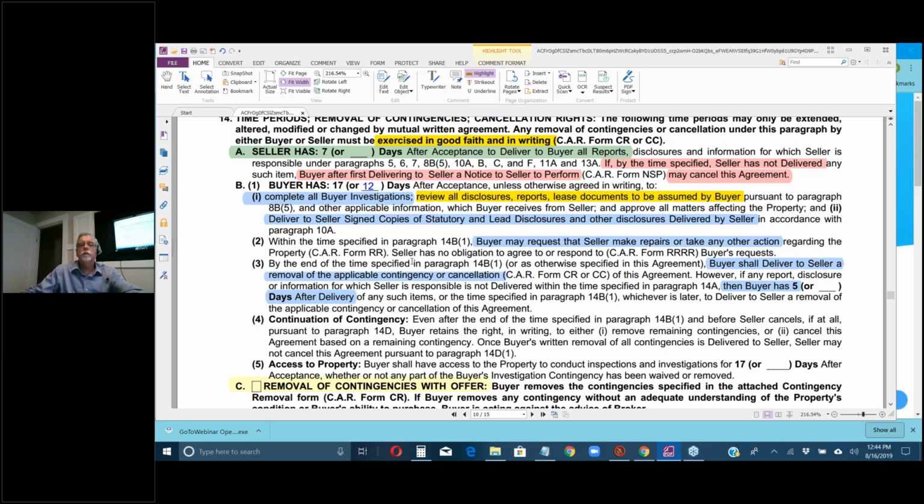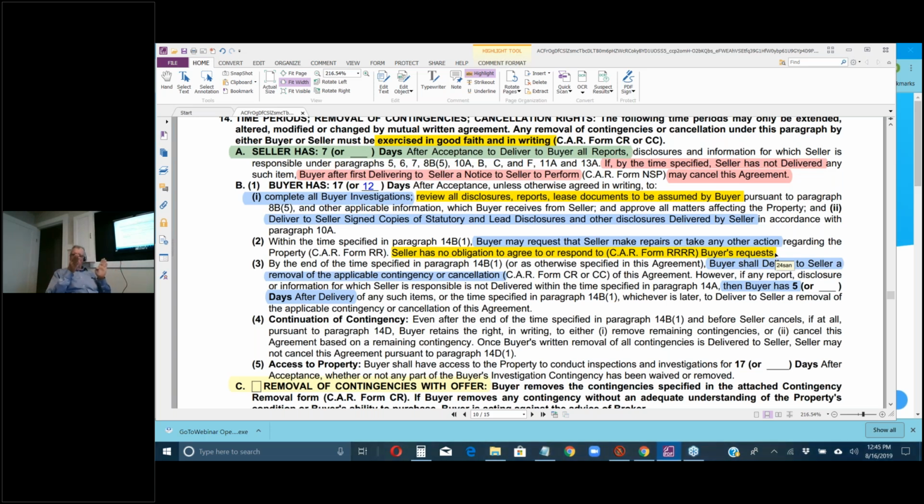So I'm going to highlight one more thing here. Seller has no obligation to agree to or respond to buyer's requests. But if it's a request in the form of a counter offer... No, this isn't a counter. We're in contract. I go through the difference between an addendum and an amendment in one of my classes, but that's an advanced class.